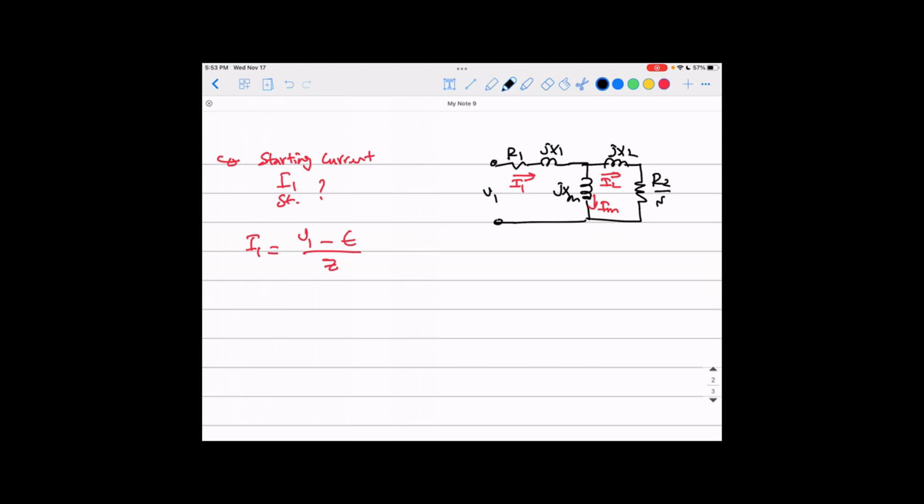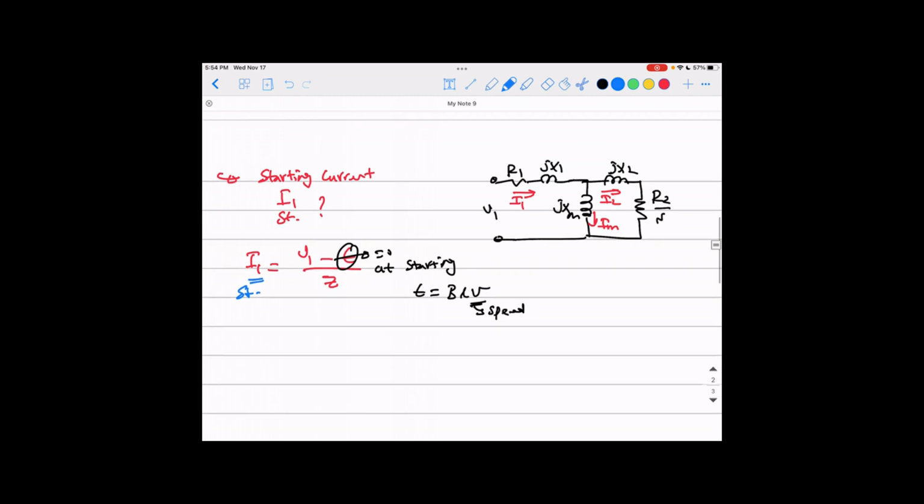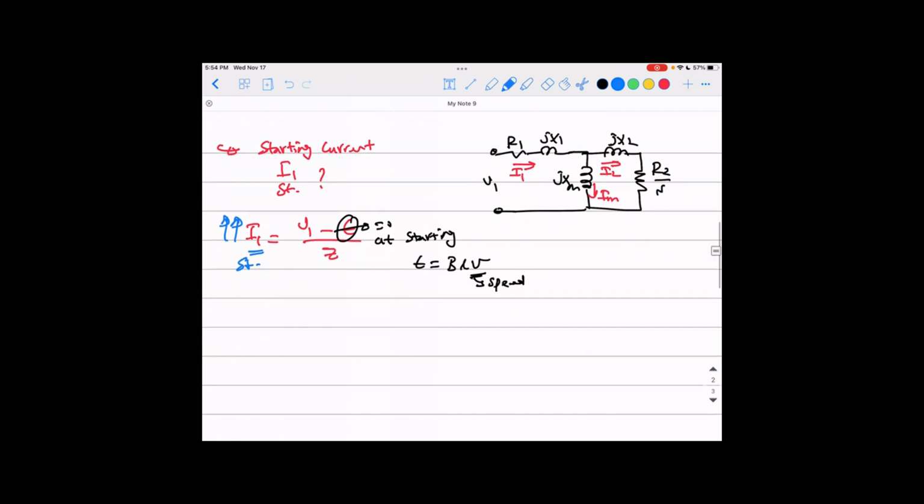Okay, at the starting, the induced voltage equals 0. Why? Because it depends on the speed all the time. If you remember, E equals BLV, where V is the speed. So at the starting the speed equals 0, that means the induced voltage equals 0, and that means the current at the starting will equal just V1 over Z, and that's a very high amount compared to the running condition. That's a general thing you'll encounter in most of the machines you'll be seeing.